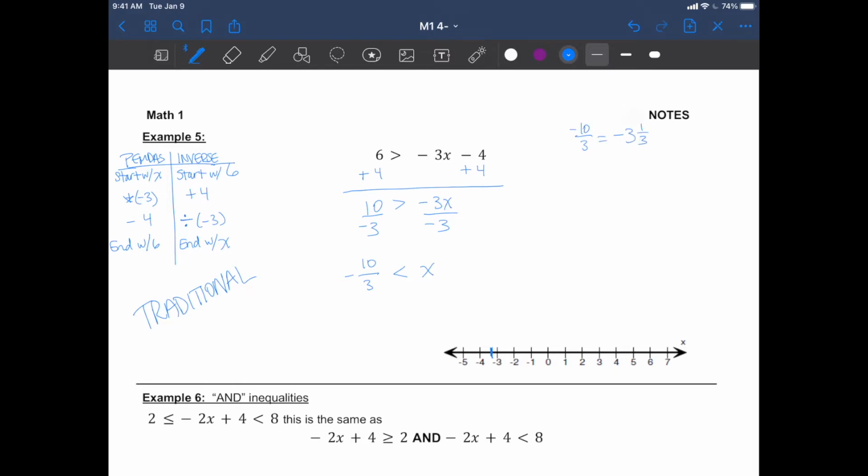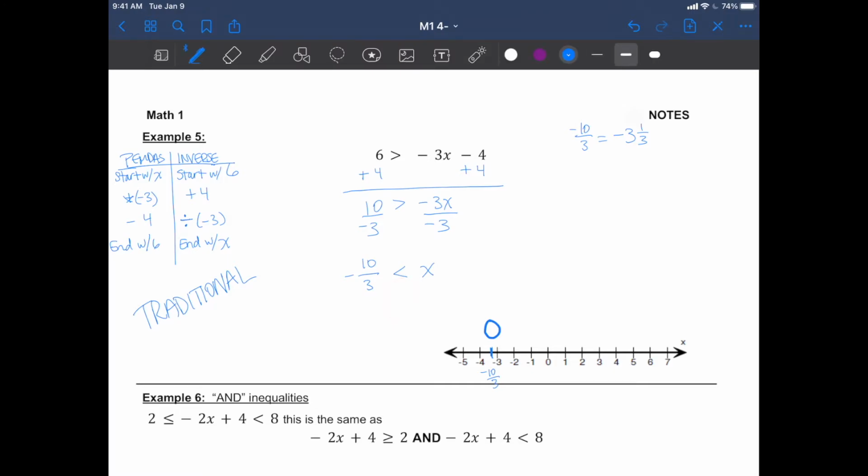Okay, this is the improper fraction. This is the mixed fraction. If you ever hear that language, that's what that means. So negative 10 thirds is over here. And I'm going to use an open circle on it because it says less than. It doesn't say less than or equal to.